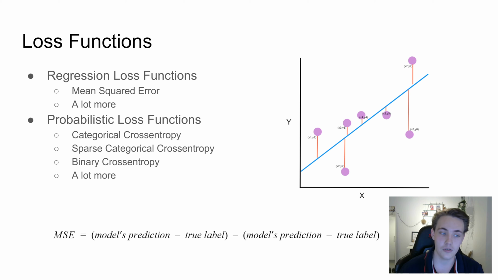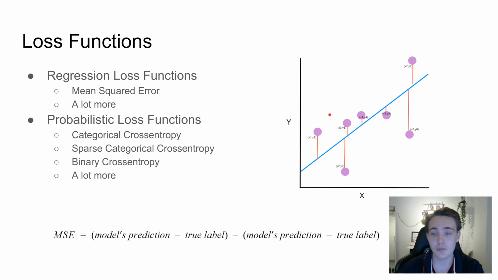We can also have other probabilistic loss functions, where we have categorical cross entropy, sparse categorical cross entropy, binary cross entropy, and a lot more. We're going to talk about these different kinds of loss functions more. I'm going to show you the Keras API documentation, where we can see when we should use some of these loss functions and in what different kinds of applications they're good for.